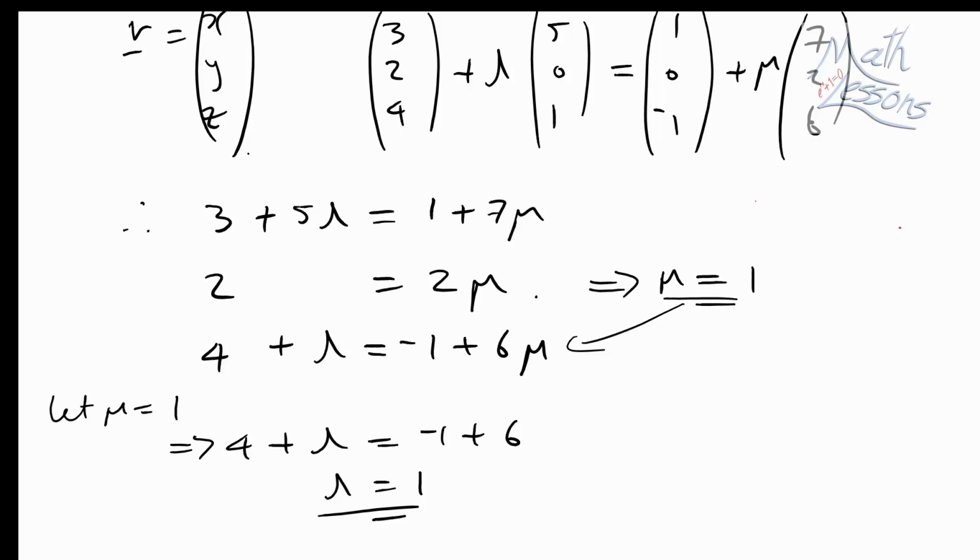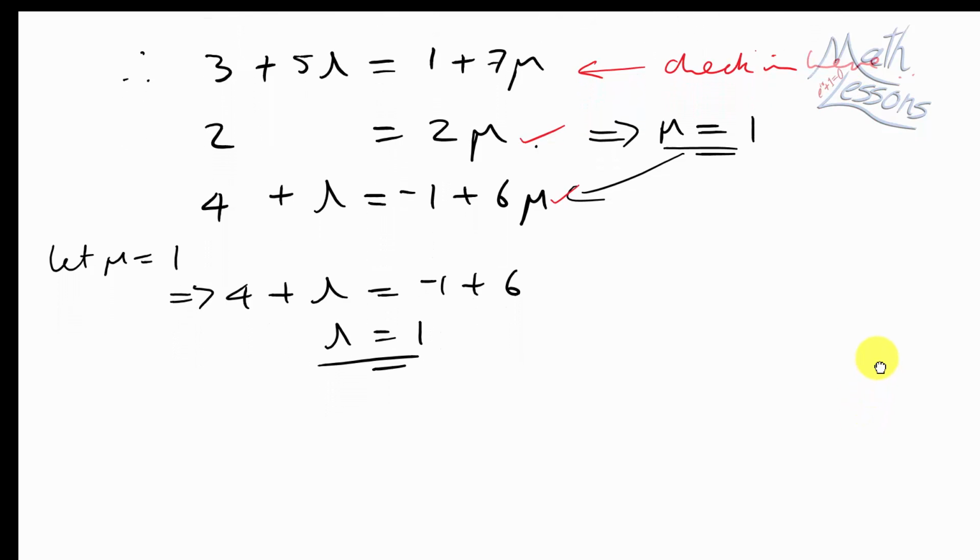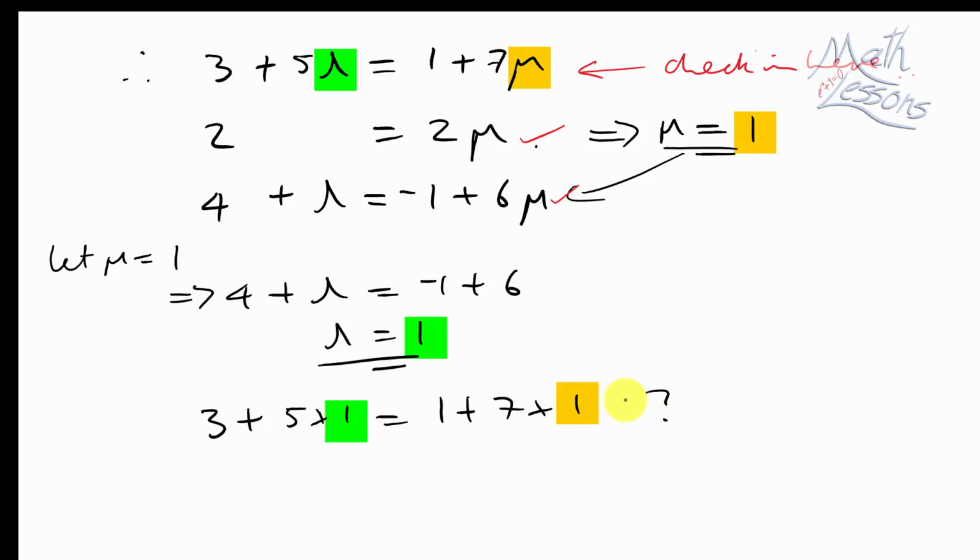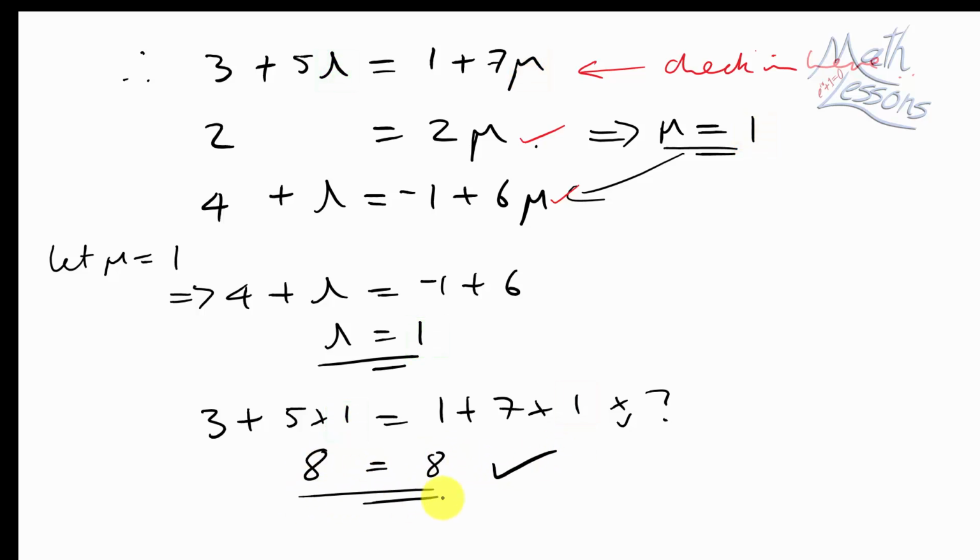So we now see that this works for this, it works for this, so we check in here. So we put mu equals 1 and lambda equals 1 into that. So therefore we've got 3 plus 5 times 1 equals 1 plus 7 times 1. So we get 8 equals 8, which is true. So therefore the two lines intersect because the mu and lambda, once you've found them from these two, agree in the third equation, and they intersect where lambda and mu equal 1.